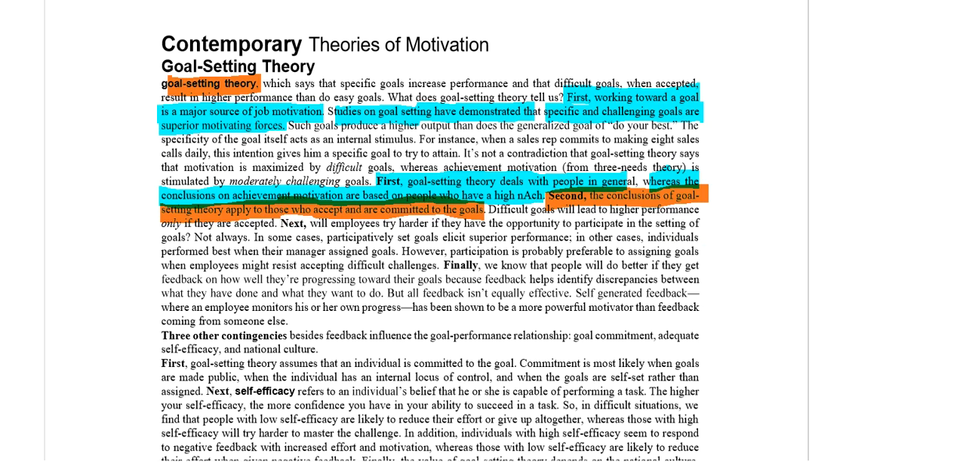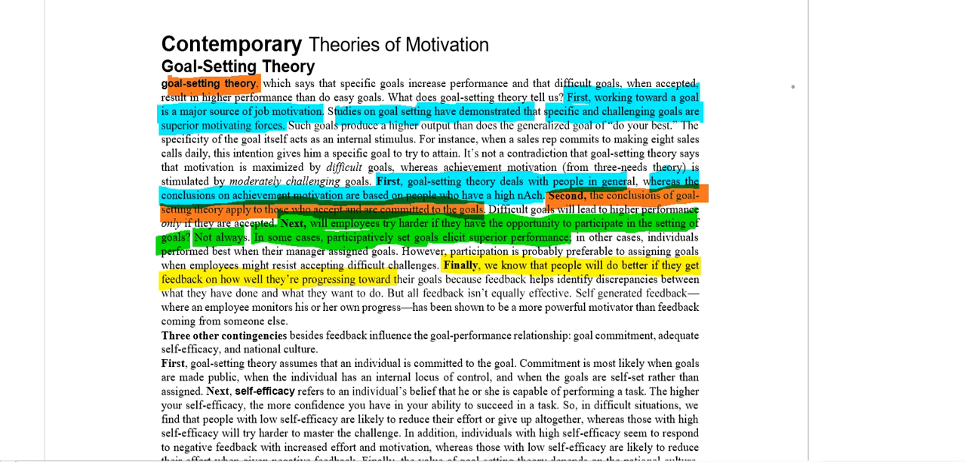Number three, employees try harder if they have the opportunity to participate in the setting of goals. Not always. In some cases, participatively set goals elicit superior performance. So it means sometimes when employees are also included in the team of goal setting, then the performance can be improved. And last, we know that people will do better if they get feedback on what they are doing. And number four, they should get feedback. So we have four different points.